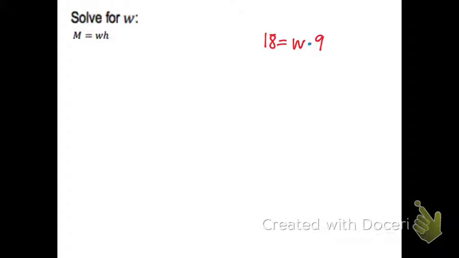Easy. We would undo this multiplying by 9 by dividing by 9, because anything divided by itself is 1. What we do on one side, we have to do on the other side, so we're left with 1w equals 2. Now let's use that same process to solve the equation on the left. We're going to undo that multiplying by h by dividing by h, because anything divided by itself is 1. What we do on one side, we have to do on the other side, so we're left with w equals, what is m divided by h?